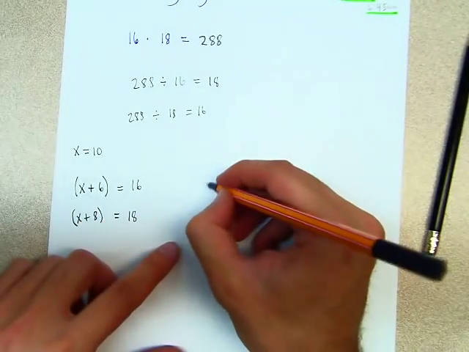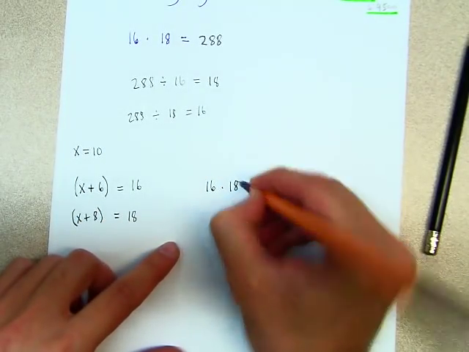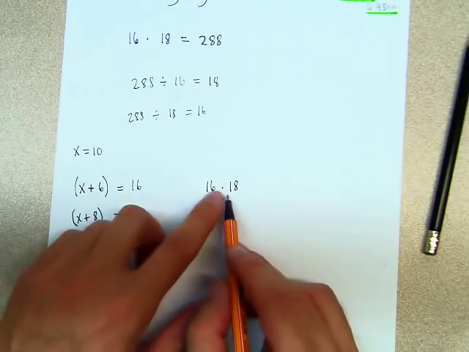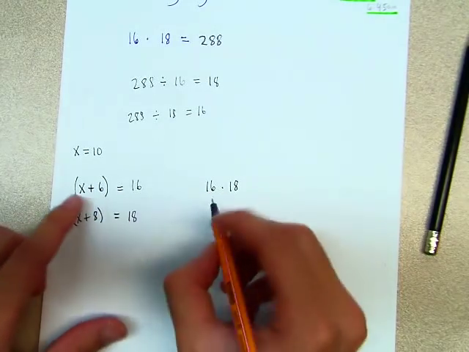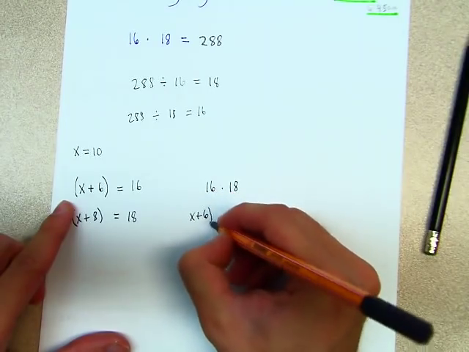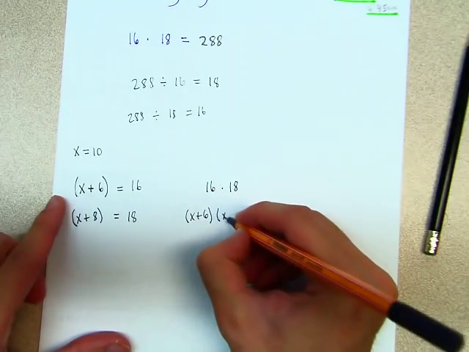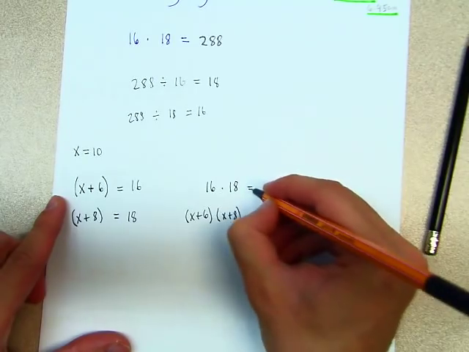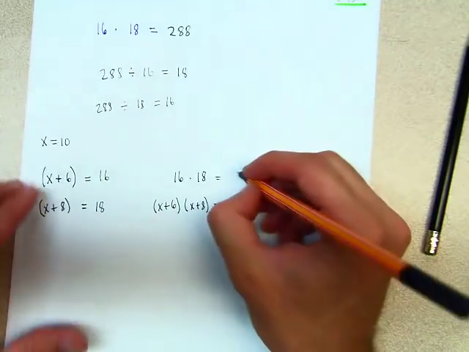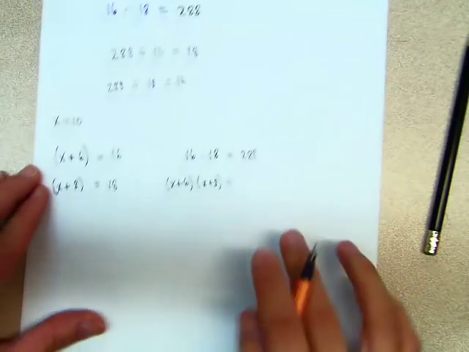And if we have 16 times 18, well, that's the same as x plus 6 times x plus 8. Yeah? Well, let's see. 16 times 18, we already solved that. That was 288. And let's see over here.